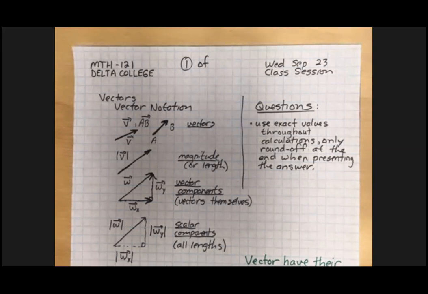But I always want you to think in the back of your mind, a vector is about a right triangle. And if I can draw the vector and see the right triangle, then I can assemble the pieces that I need.